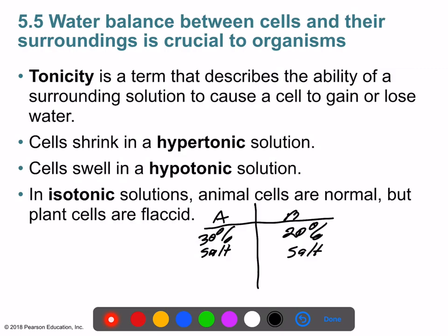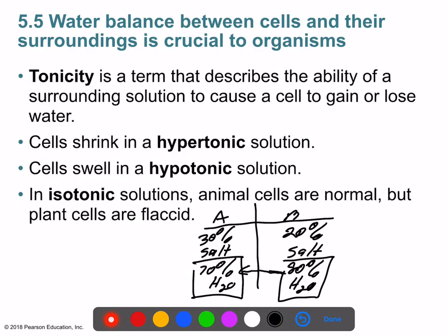Well, if you have 30% salt on side A, this really means that you have 70% water. And if you have 20% salt in side B, you really have 80% water. All right, osmosis says that water goes from high concentration to low. The higher concentration is on side B, the lower concentration is in side A. So water goes from side B to side A. And as water is doing this, the concentration of salt in side A is being diluted, and the concentration of salt in side B is being concentrated because it's losing its water.